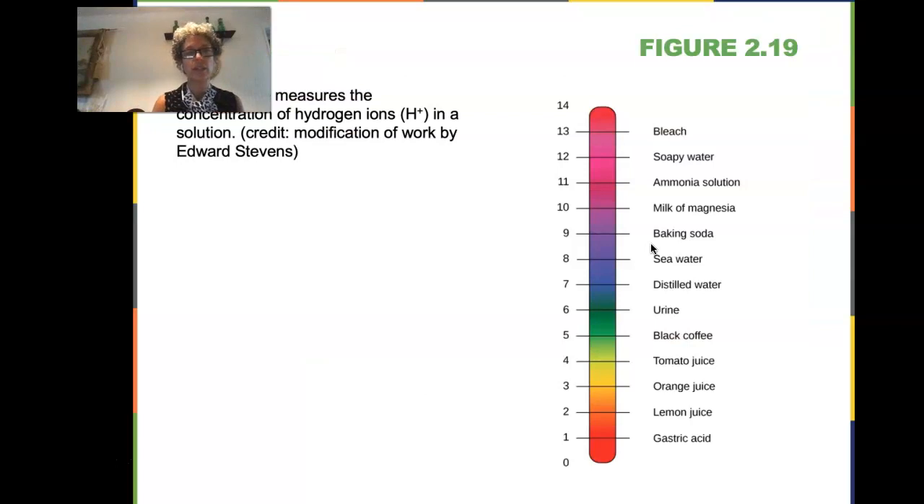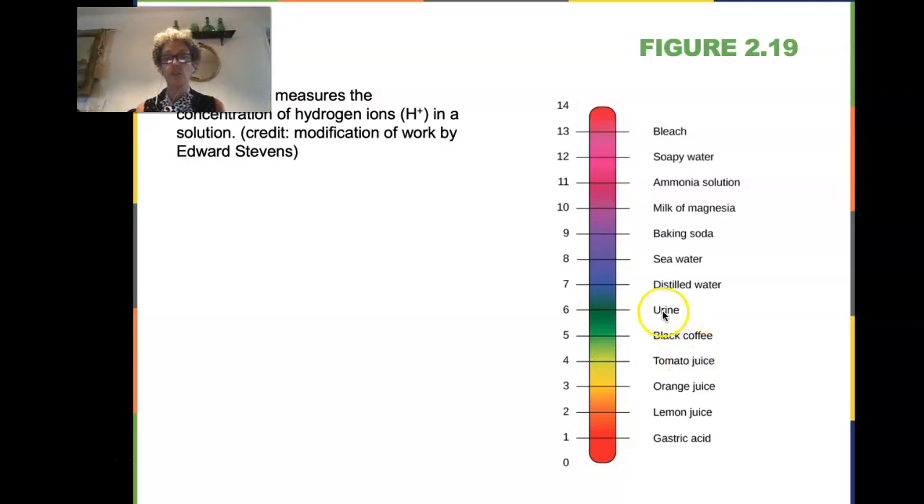pH stands for potential hydrogen ions in solution. And it does have to be in solution. You can't take the pH of the table. You can't take the pH of solid things unless they are ground up finely and put into solution. And pure water is a pH of 7. And anything below that is acidic. Anything above that is alkaline.